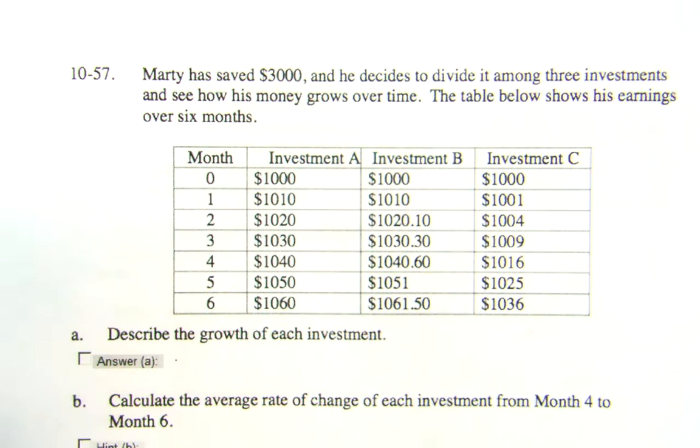Okay, this is Math 2, 57 to 60, in Chapter 10. Marty has saved $3,000 and divided it among 3 investments. See how his money grows over time.